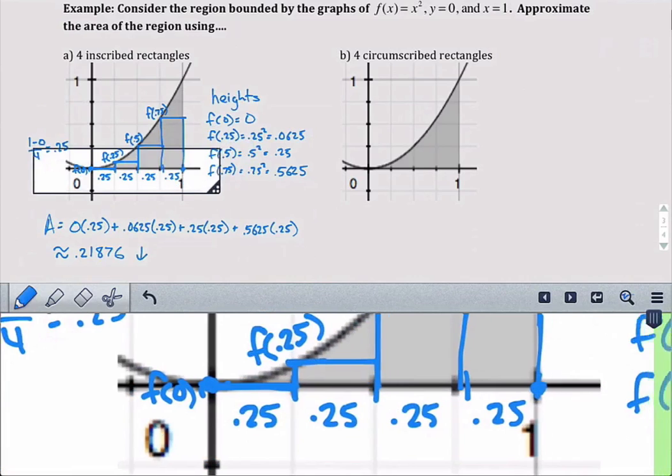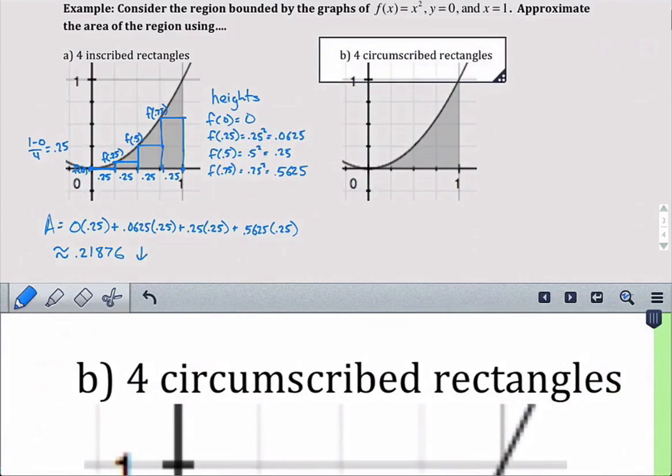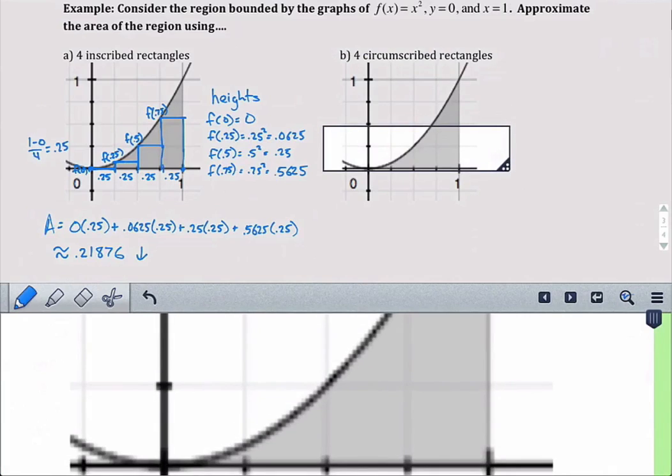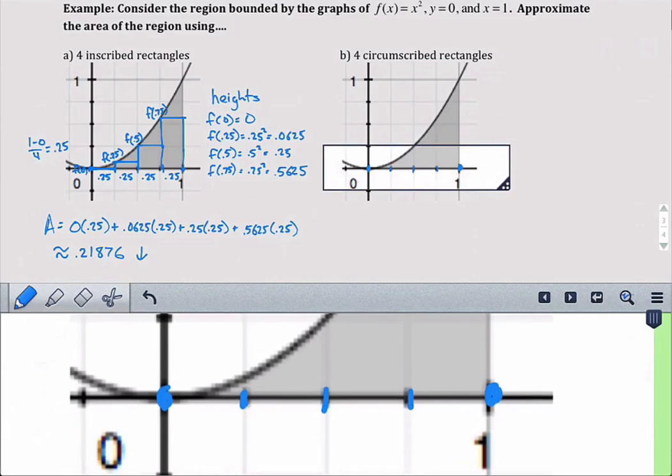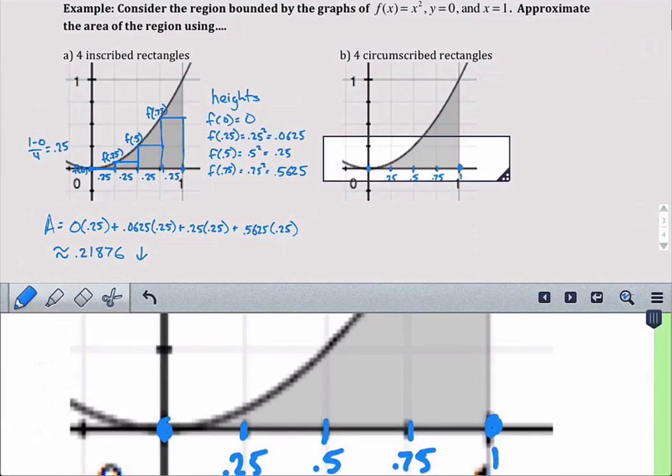So let's go ahead and approximate here with 4 circumscribed rectangles. And so this is going to mean the outside. So now if we're going to go from 0 to 1, we actually want to go rectangles above. So now let's split it into 4s. And again, we know everything's going to go on the 0.25s. So we got 0.25, 0.5, 0.75, and now 1. So now we're going to start here and go up this way.